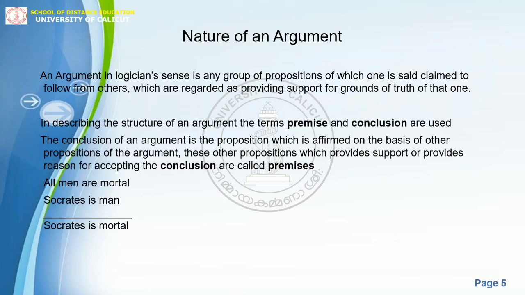Here I have given an example. All men are mortal. Socrates is a man, therefore Socrates is mortal. So here the premises are: all men are mortal, Socrates is a man. These two are premises. The conclusion is: Socrates is mortal.